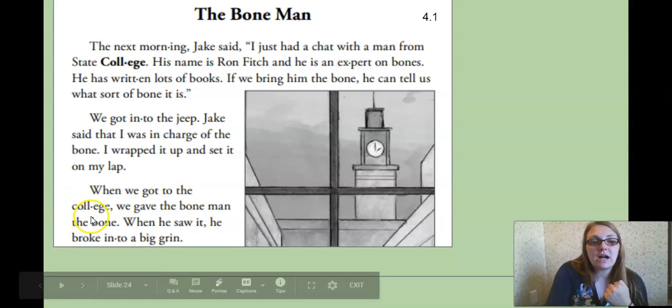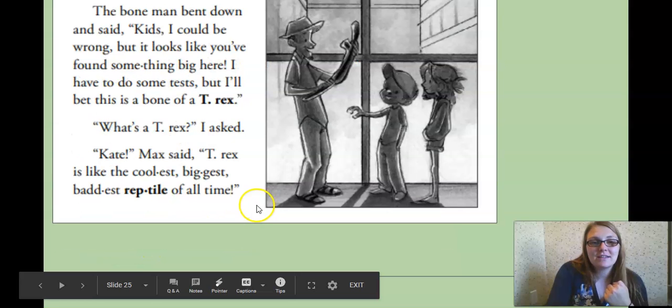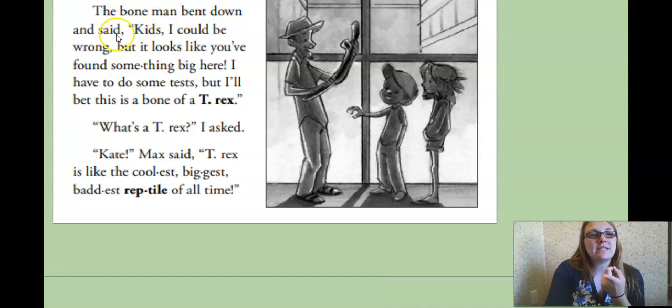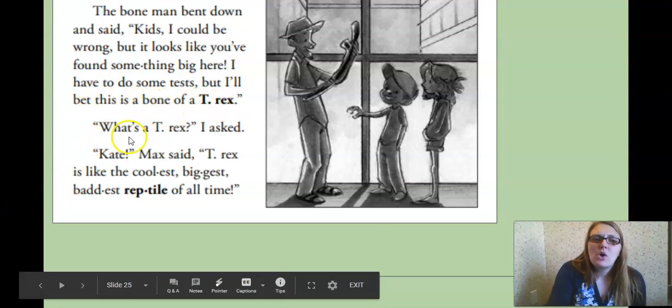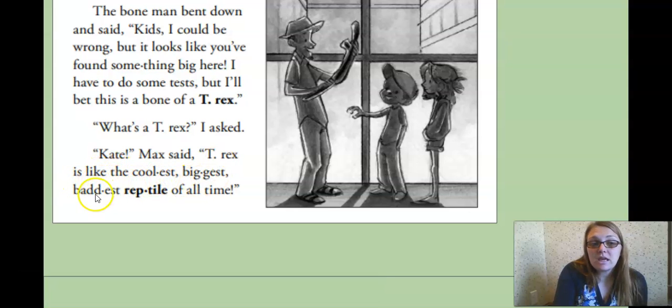When we got to the college, we gave the Bone Man the bone. When he saw it, he broke into a big grin. The Bone Man bent down and said, Kids, I could be wrong, but it looks like you found something big here. I have to do some tests, but I'll bet this is a bone of a T-Rex. What's a T-Rex? I asked. Kate, Max said. T-Rex is like the coolest, biggest, and baddest reptile of all time.